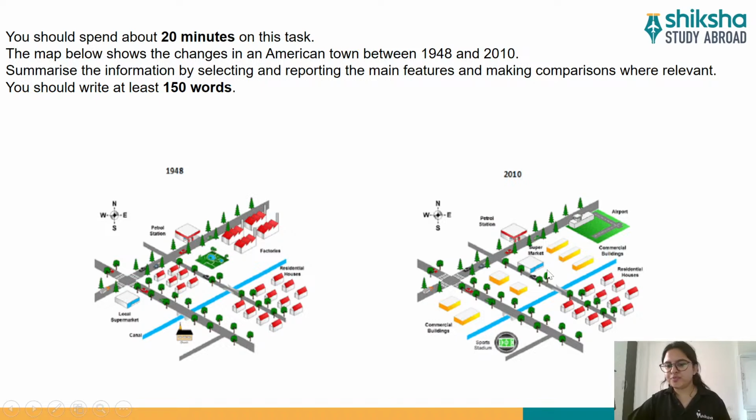So there might be two maps given to you in the question in your writing IELTS exam in task 1, and the question might look like this. The map below shows the changes in an American town between 1948 and 2010. Okay, so 1948 and 2010, and there are directions also given. There are few developments which have happened lately in this 2000 year. So of course, what kind of tense or what kind of vocabulary will go for this particular kind of question, you'll have to be really very careful.